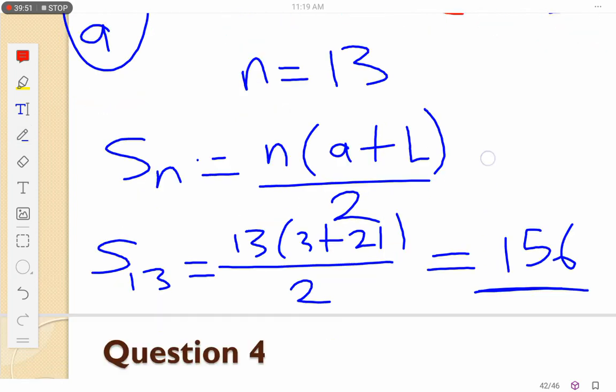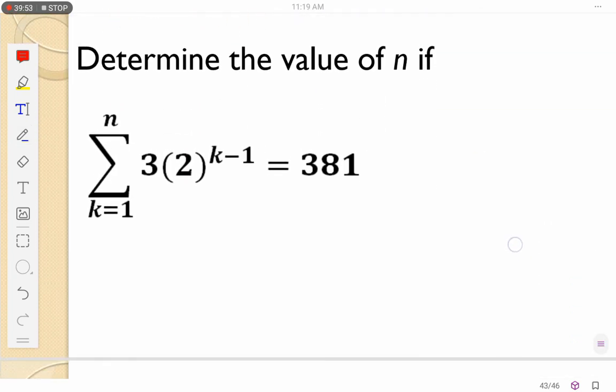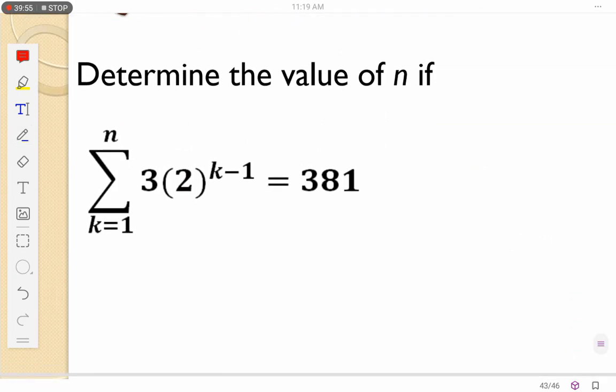Let's have another last example before we end the lesson. For this one, again, we do the same. We expand. This one is asking us to find the n value, the number of terms. So we cannot use top minus bottom plus 1 for that one.